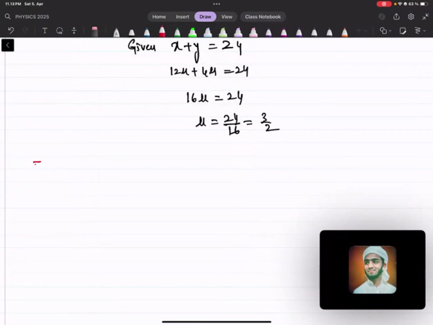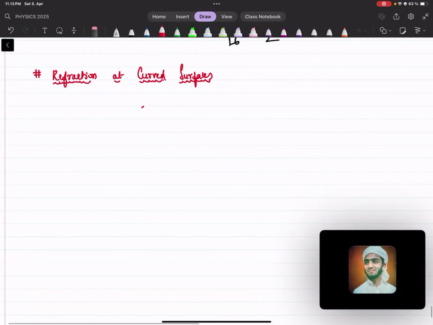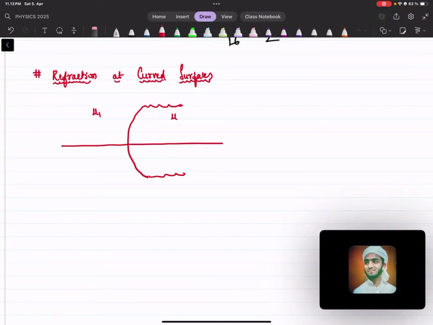Sure. Next one. Refraction at curved surfaces. Okay. Next, this is a curved surface. And this one is your principal axis. This is a medium mu1. This is a medium mu2. Somewhere here we are keeping an object. This is the pole P.